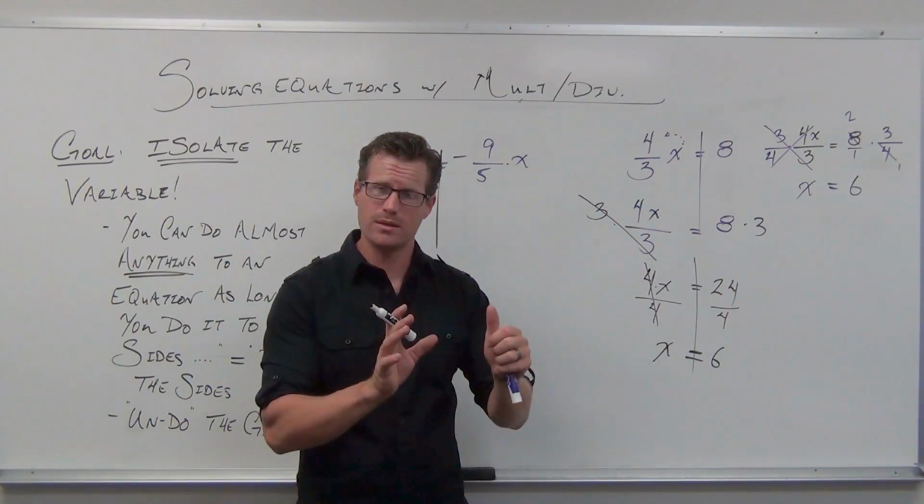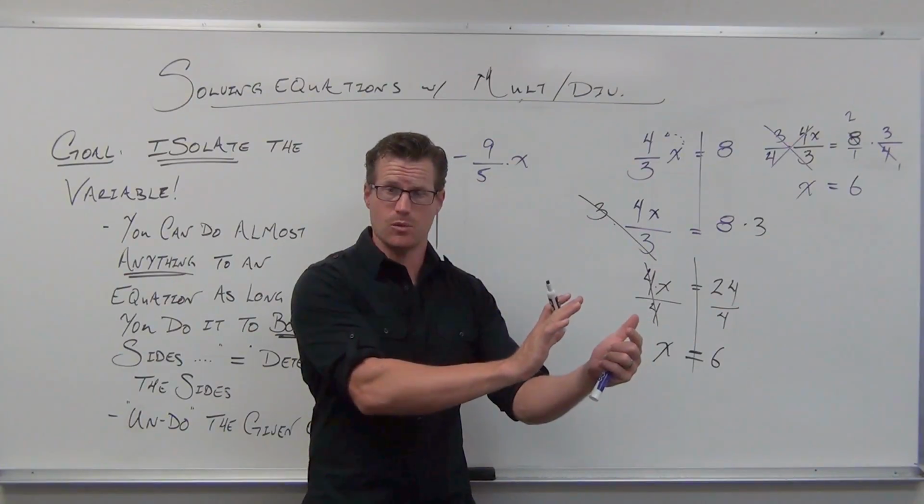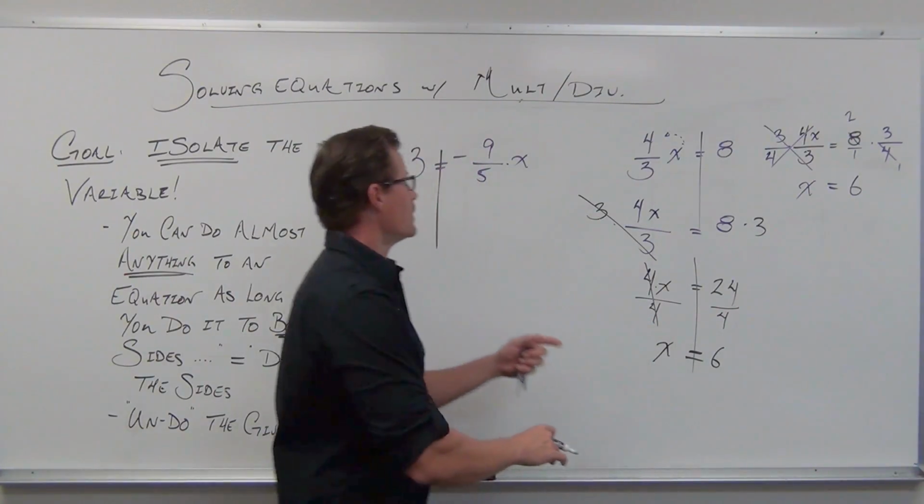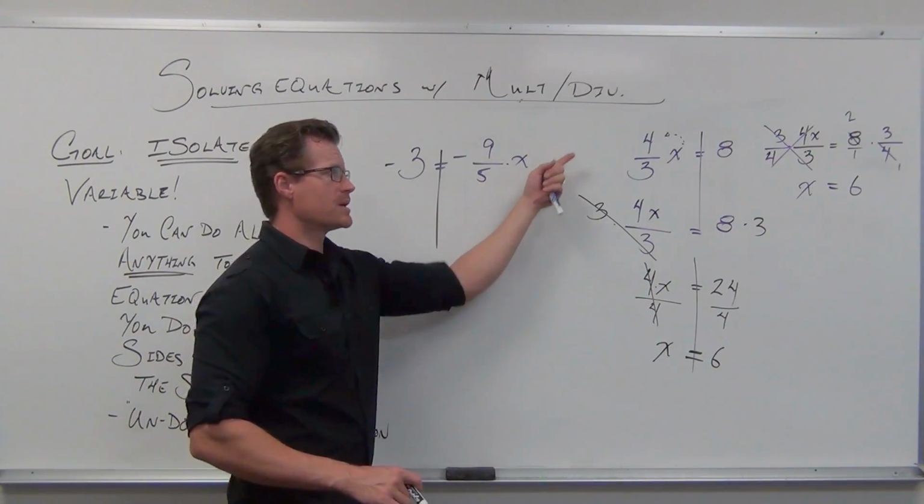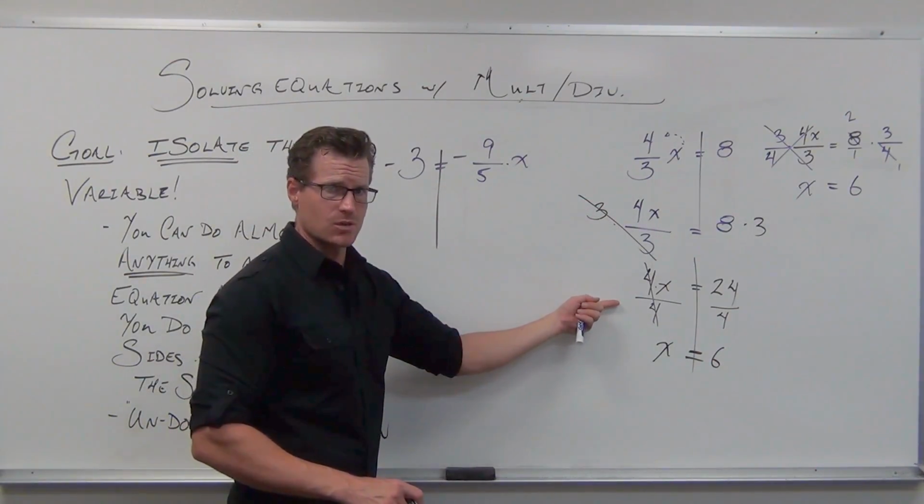That's why you're creating ones. 1 times variable gives you back a variable. That's why. Know that, okay? So I can choose to multiply by the reciprocal, not because it's a neat trick, but because it actually works with both these techniques at once.